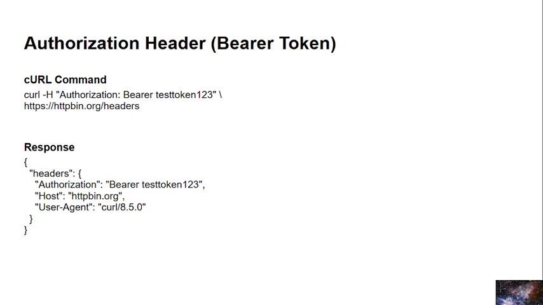So that's what servers use in authorization. Okay, so curl -H "Authorization: Bearer token123". In the HTTP header, the response shows authorization, host, and user agent. So it means the server accepted it.